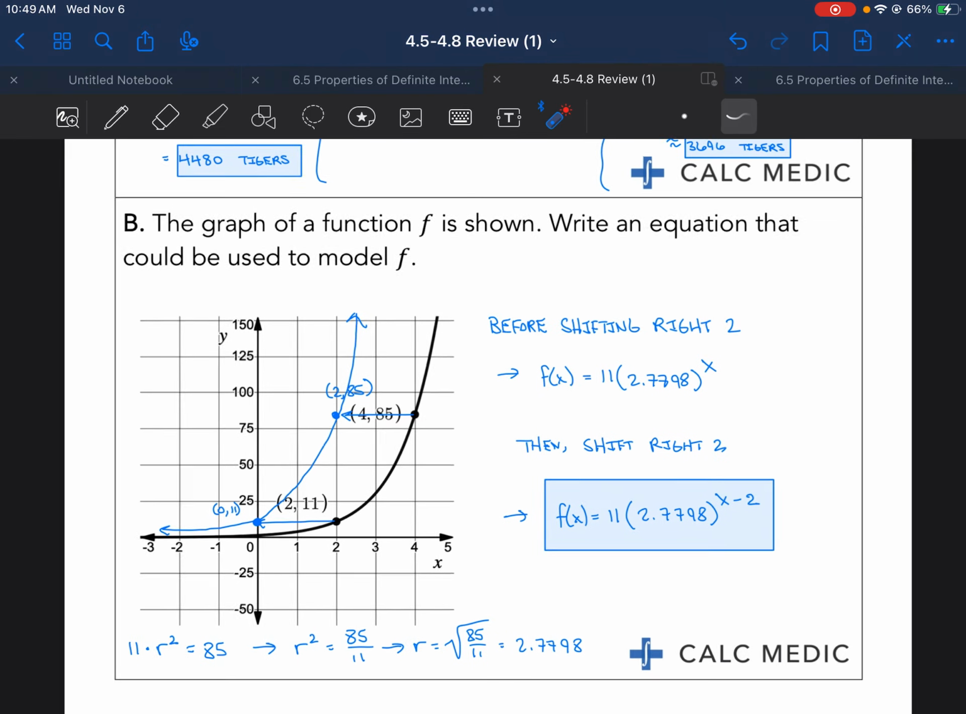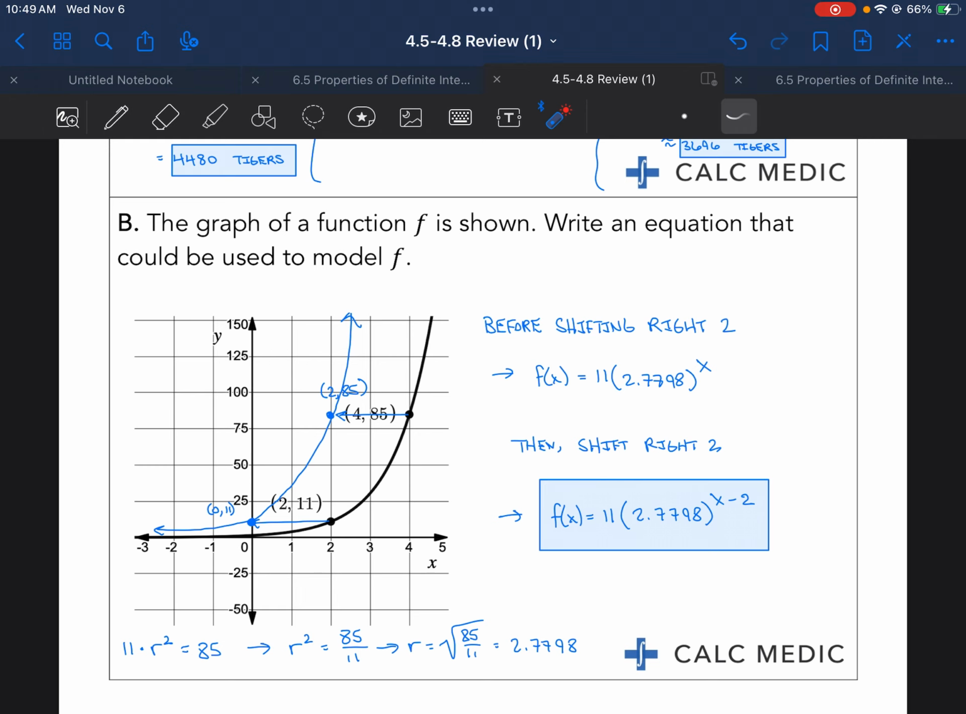All right, part B. The graph of a function f is shown. Write an equation that could be used to model f. So there are multiple correct answers here. I'm just going to take you through my thought process for one of the potential correct answers. So what I really like to do when I'm writing equations from a graph of an exponential is know the y-intercept. So I noticed, we have this point (2, 11), we have this point (4, 85).